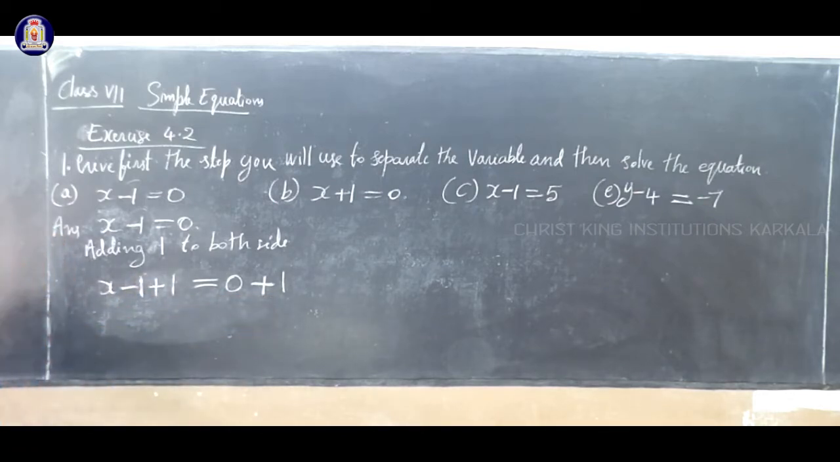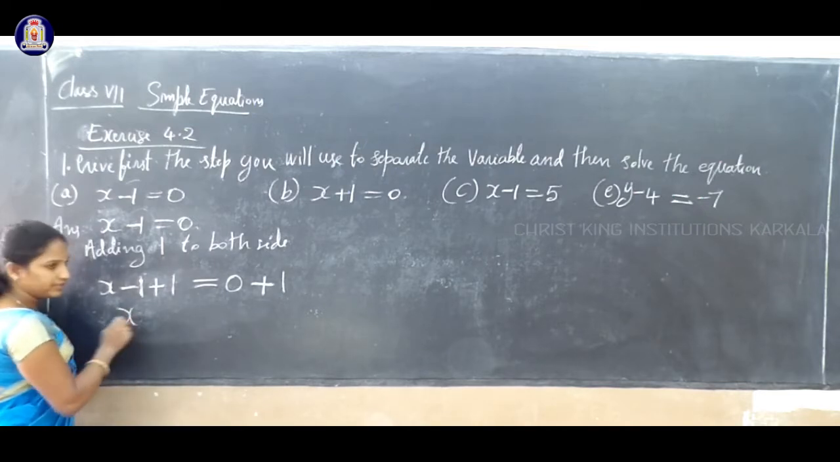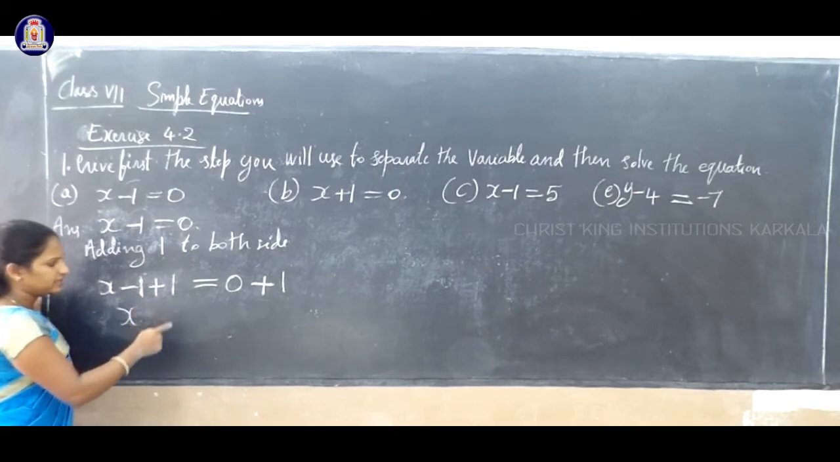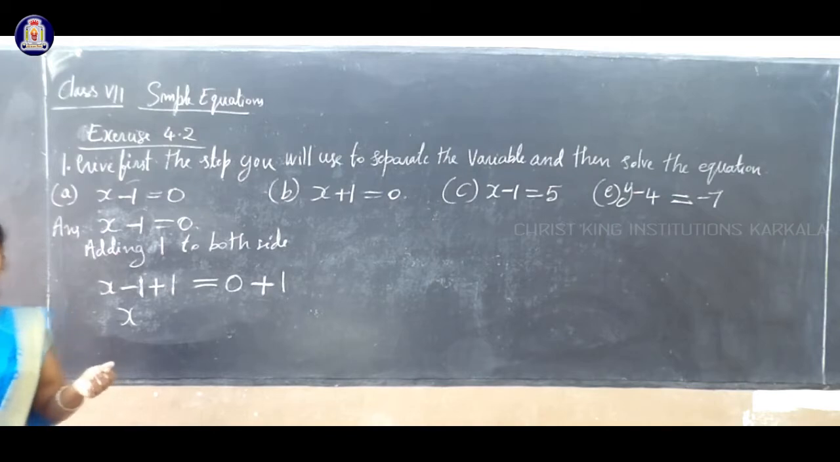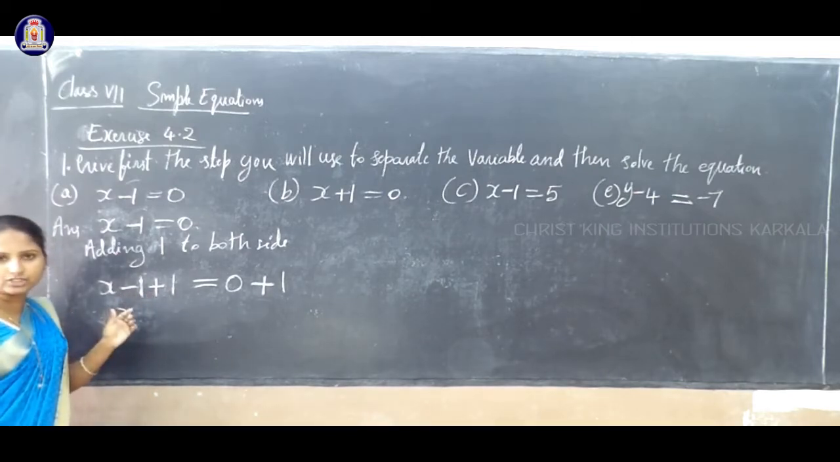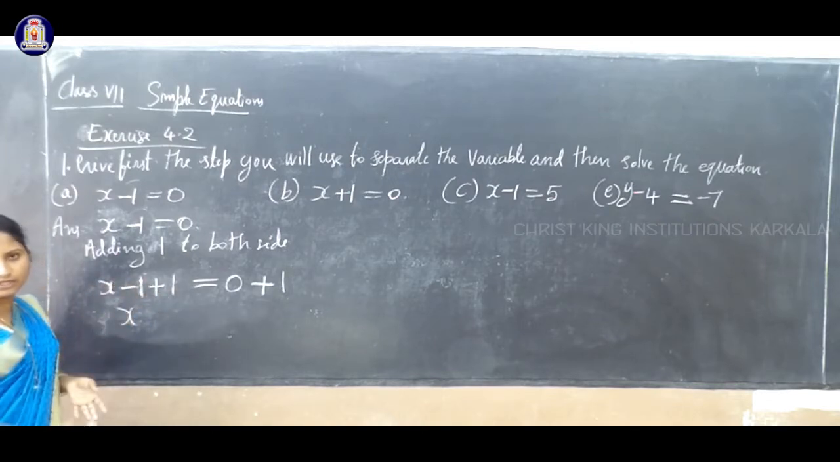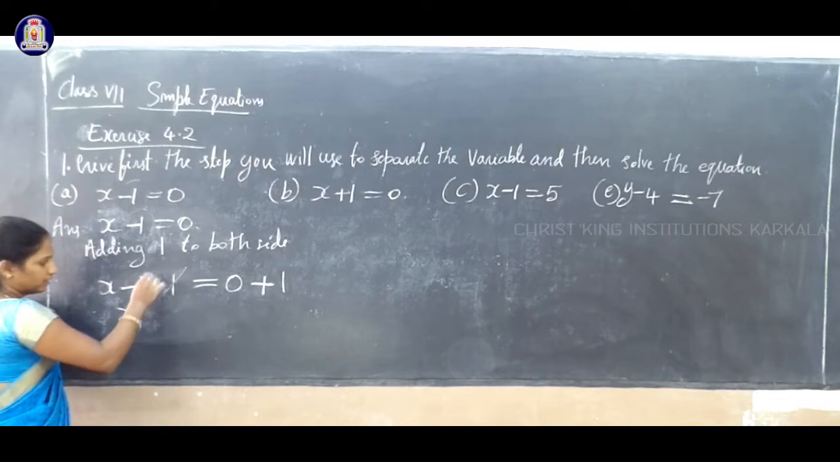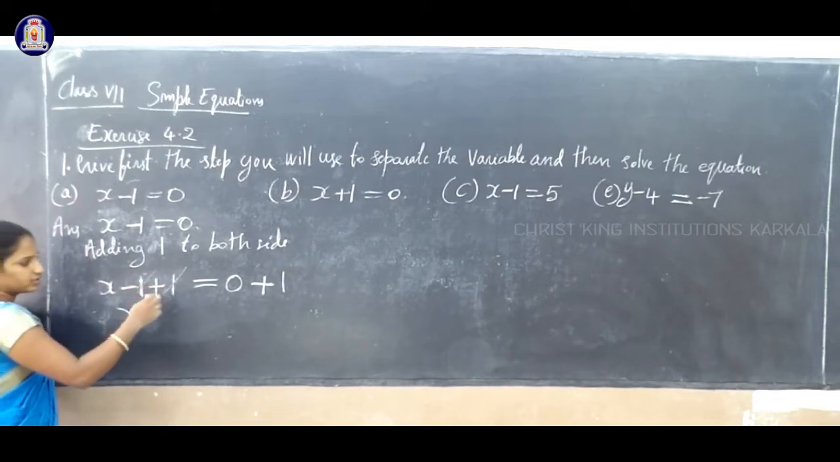So what happens if you add plus 1 to both sides? See, now x will be in the same place. Now minus 1 and plus 1. That is a different sign, right? Different sign means subtraction. So 1 minus 1, what is 1 minus 1? That is 0. Clear? So these two terms get cancelled. No need of writing here.